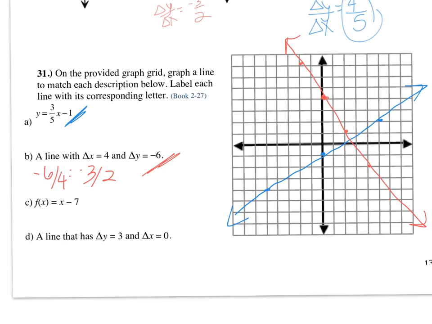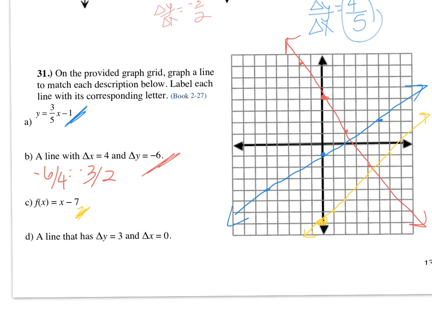Okay, part C, y equals x minus 7. So our y-intercept is going to be -7. I'm going to have a point down here. My slope is 1, so I'm going to go up 1, over 1, up 1, over 1. So we're going to have a line with a slope of 1. And then we can connect those together.